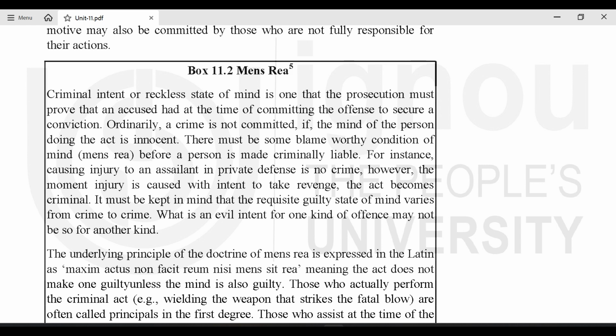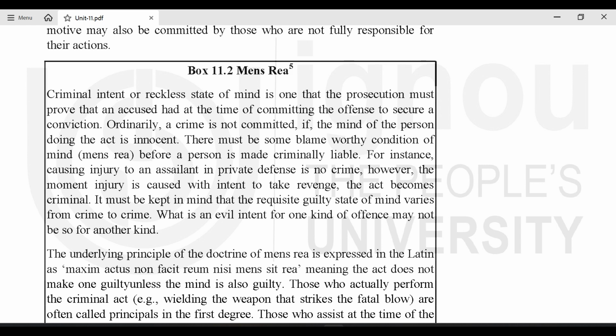It must be kept in mind that the requisite guilty state of mind varies from crime to crime. What is an evil intent for one kind of offense may not be so for another kind. The underlying principle of the doctrine of mens rea is expressed in the Latin maxim actus non facit reum nisi mens sit rea, meaning the act does not make one guilty unless the mind is also guilty. Those who actually perform the criminal act, for example, wielding the weapon that strikes the fatal blow, are often called principals in the first degree.